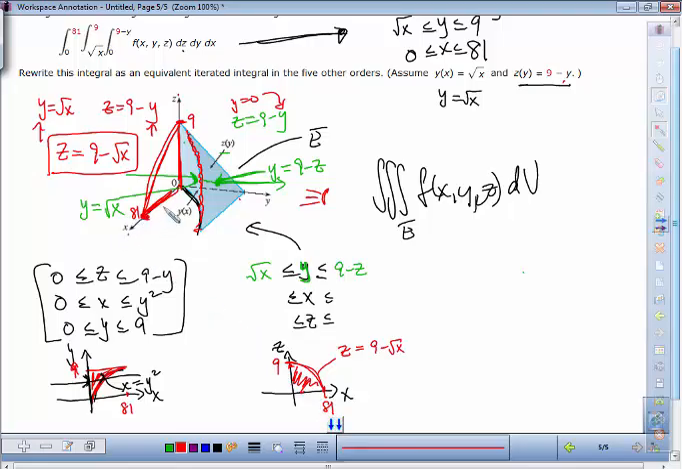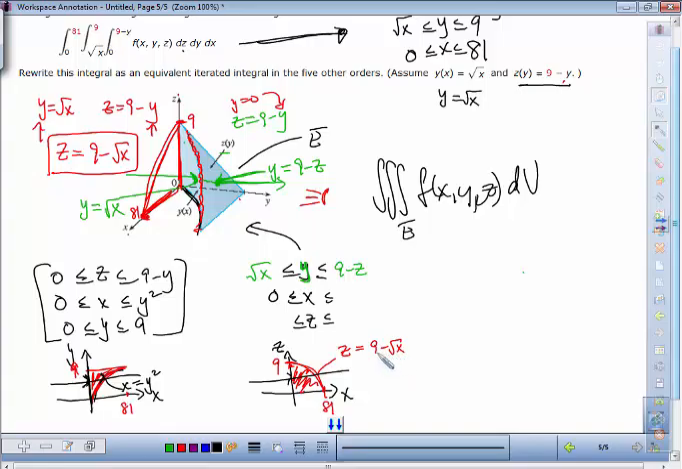So we got these points of intersection, x at 81, z at 9, and then this graph, z is equal to 9 minus square root of x. All right, so I think we're ready to find the limits with respect to x first. With respect to x first, I draw a line parallel to the x-axis. I go into my region when x is equal to 0, right? I get out of my region when, I have to solve for x here.